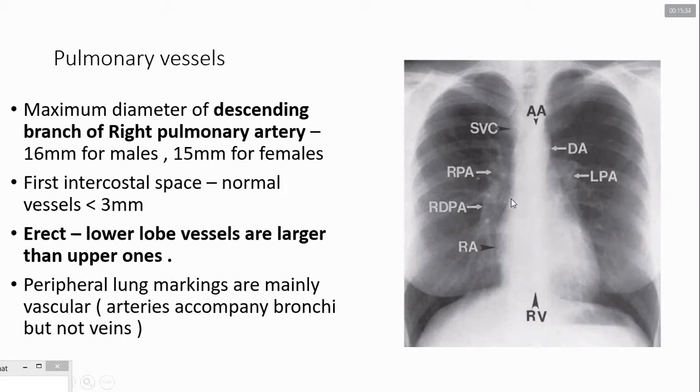And one thing to keep in mind is the effect of gravity on the pulmonary vessels. In the erect position, gravity acts so there is more vascular prominence in the basal portion of the lungs with respect to the apex. So the vessels of the lower lobes are larger than those of the upper lobes. So don't take it as a pathology.